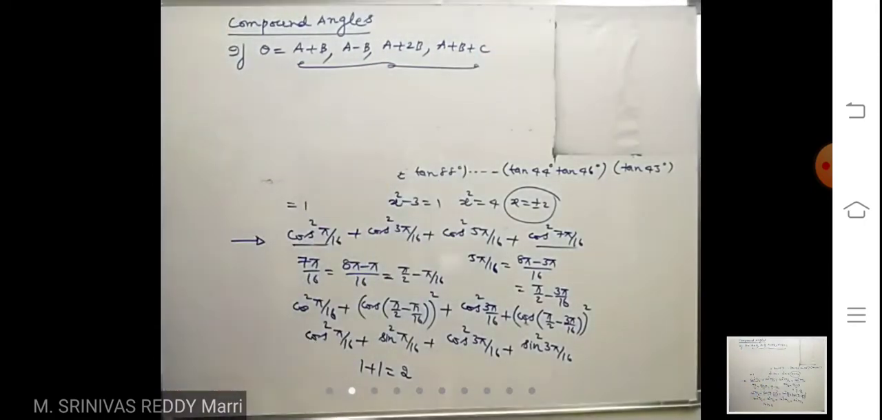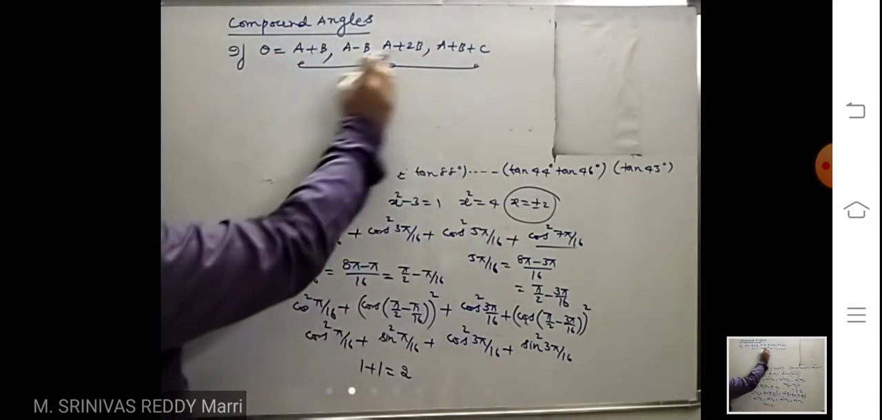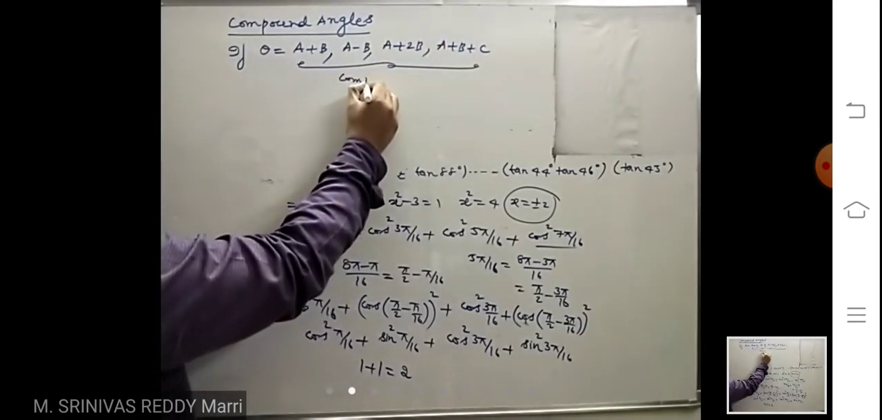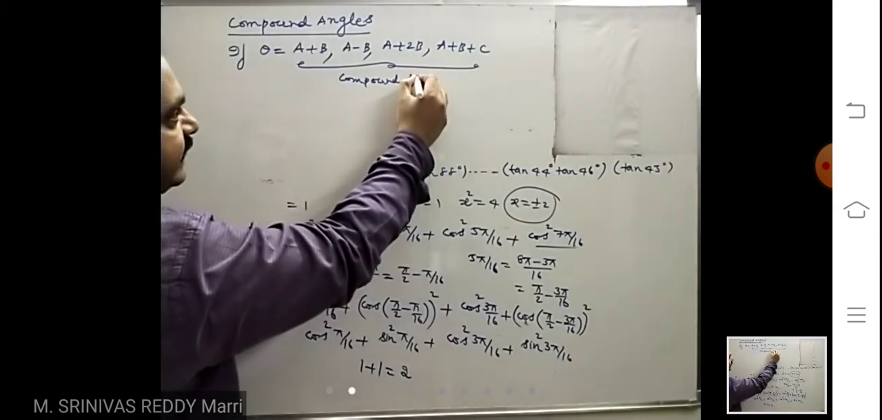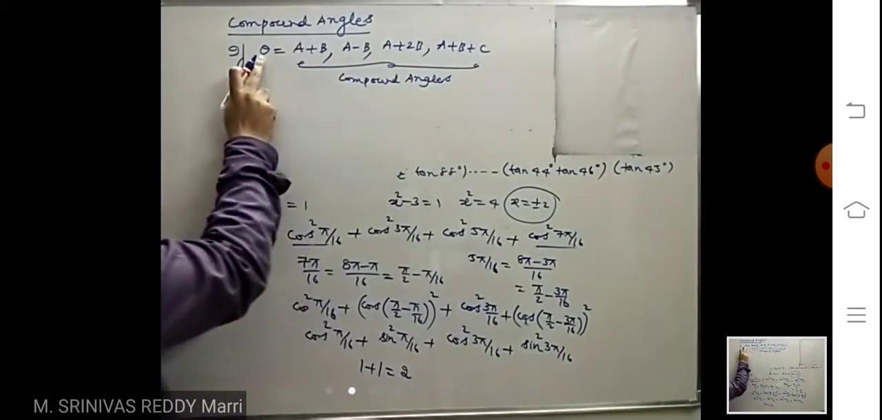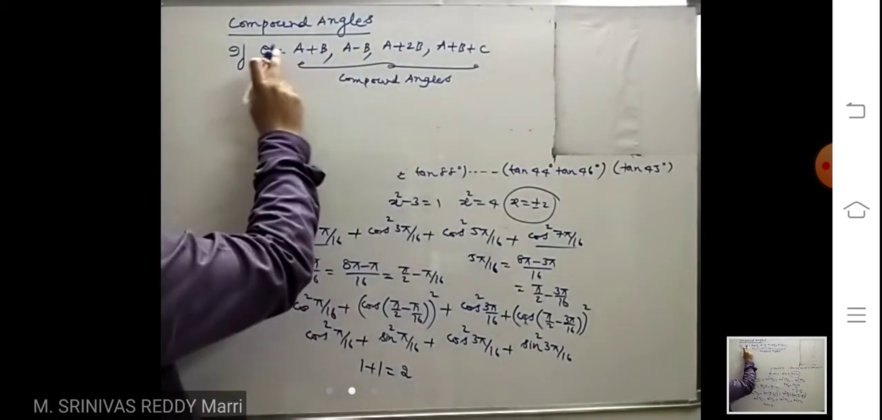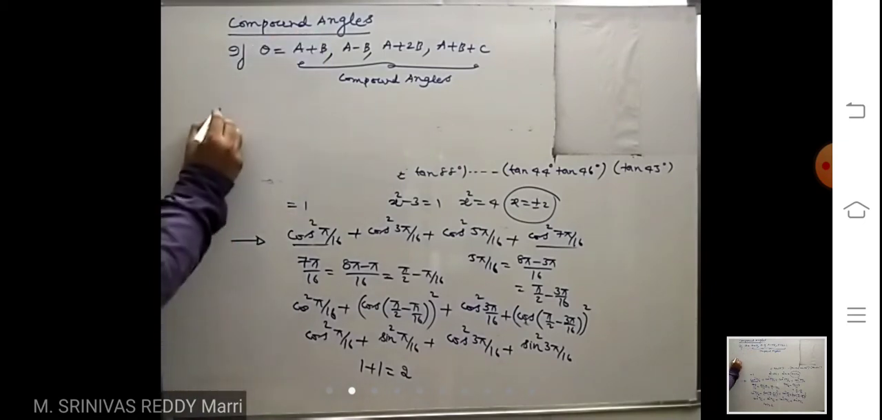That means one angle theta will contain either two angles or three angles, like that. These are called compound angles. Compound means combination of angles. This angle is a combination of two angles A, B. This is a compound angle. Like that, this angle is a combination of three angles. That is called a compound angle. We will try to find out trigonometric ratios of compound angles.